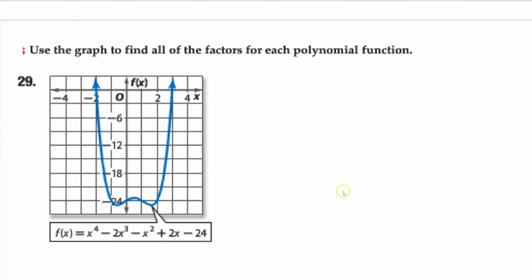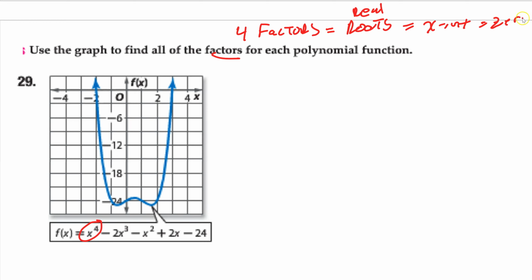So look at this one. They want us to use the graph to figure out all the remaining factors. So how does this work? Well, first of all, let's talk about how many factors there should be. There should be 4 factors, right? It's x to the 4th, so there should be 4 factors. And then look at, we know something here, right? Remember, factors are also known as roots, real roots, which are also known as x-intercepts, hence also zeros. They're all the same things.